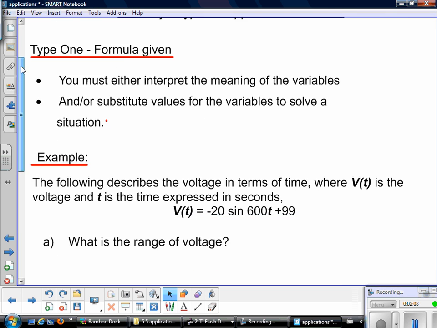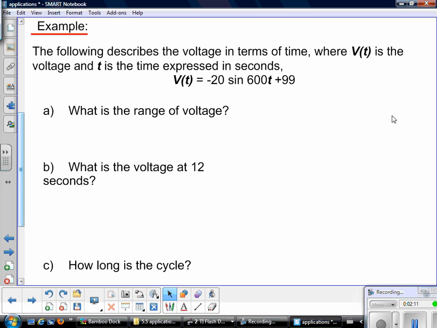So the first one says the following describes the voltage in terms of time, where V(t) is the voltage, t is the time expressed in seconds, and V(t) equals negative 20 sine 600t plus 99. Another thing that you'll notice with real world examples, the numbers are usually larger and often they're not very nice numbers either. So first of all, this says voltage equals, and it looks like my time is what I'm substituting in where I usually put my angle.